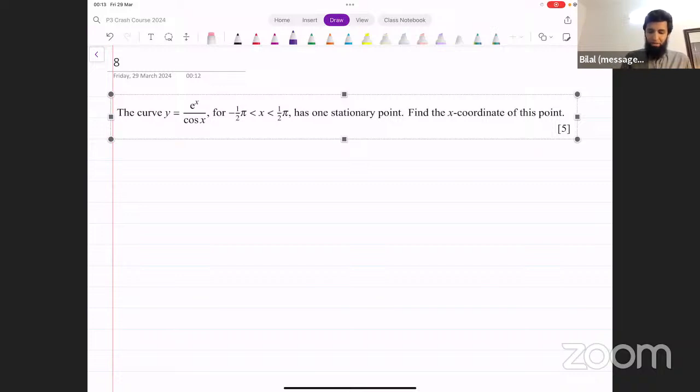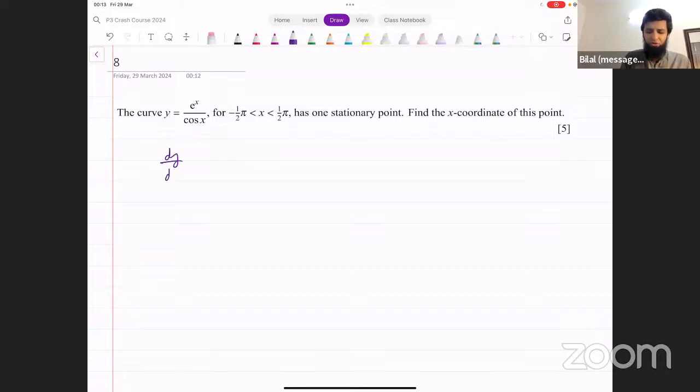Okay. So the curve y equals e raised to power x over cos x has one stationary point. Find the x coordinate of this point. So we just have to find the x coordinate of the stationary point of this curve. Now, what's the curve? It's this. How do you find the derivative of this?